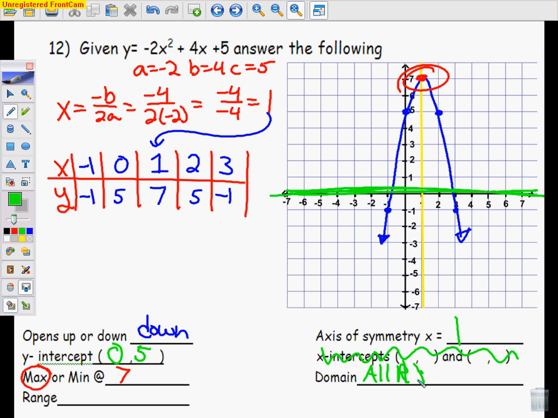Okay? And every quadratic equation will have a domain of all real numbers, because it will continue to get wider and wider and wider and span all of the x values. Now a range is a collection of all of the y values.